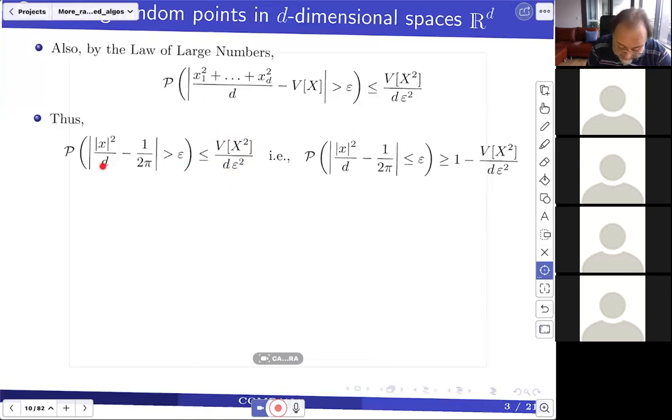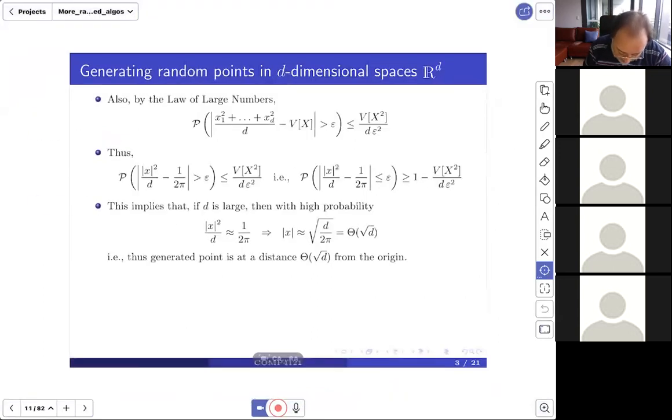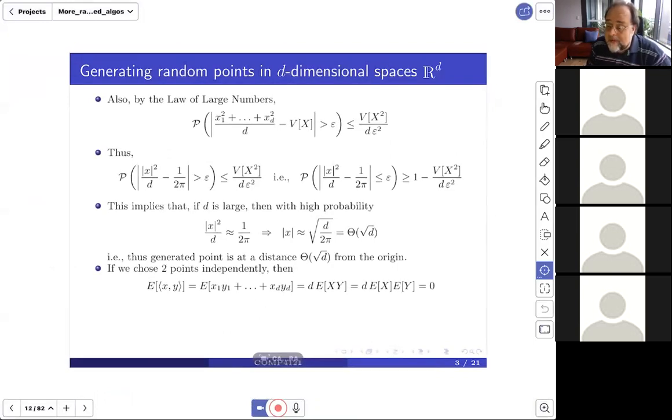So the probability that the square of the length of your vector is larger than d over 2 pi will be very small, which means that the deviation from 1 over 2 pi will be very unlikely. So this shows that if you randomly generate vectors, all of them will be approximately of the same size. But things become even more than that, more than that.